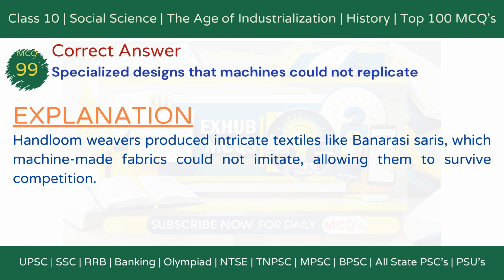The correct answer is option B. Specialized designs that machines could not replicate. Explanation: handloom weavers produced intricate textiles like Banarasi saris, which machine-made fabrics could not imitate, allowing them to survive competition.